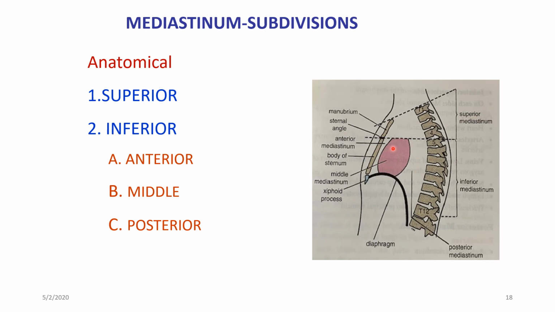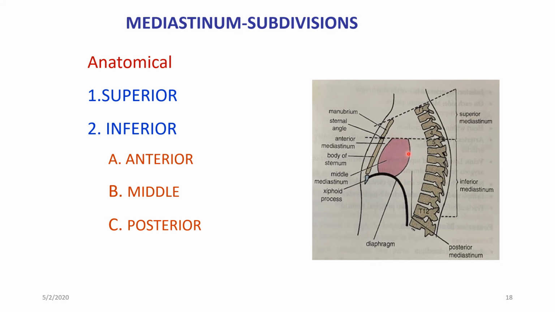The heart with enclosed pericardium is in the middle mediastinum. In front of it is the anterior mediastinum, and behind it is the posterior mediastinum. The anterior mediastinum is bounded by the body of sternum anteriorly, the pericardium posteriorly, the imaginary line running in the transverse plane, the transverse thoracic plane above and the diaphragm below.